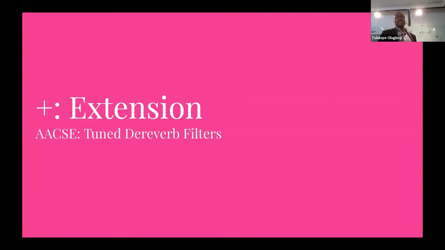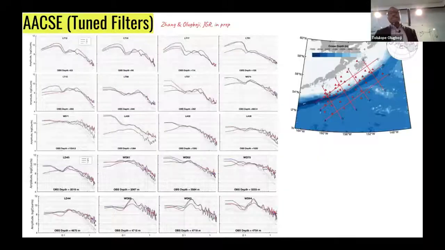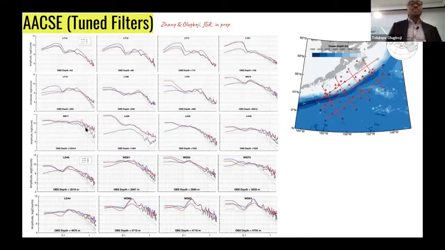We are working on extending this to the Alaska experiment. This is an environment where water column changes drastically, sediment structure changes drastically. The preliminary analysis bears out that the signature of the reverberation varies from station to station, and future work will involve building tuned filters that can do this across the array to improve imaging of the oceanic plate in the Pacific Ocean.